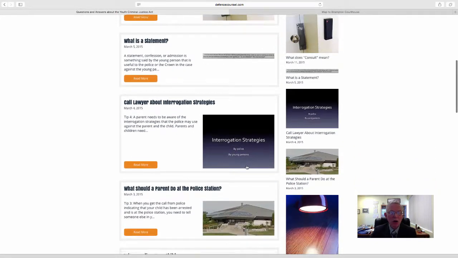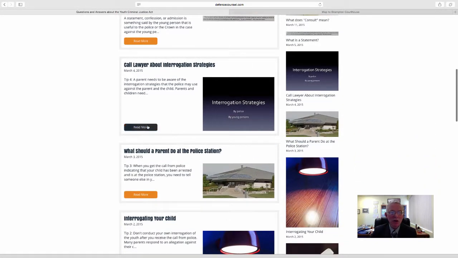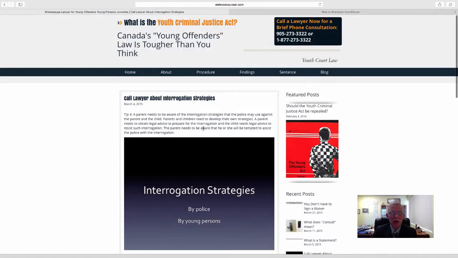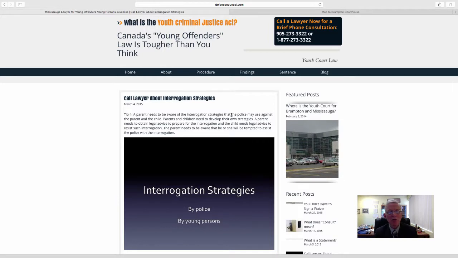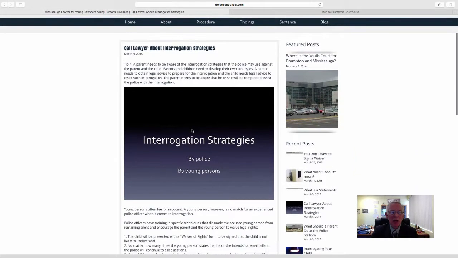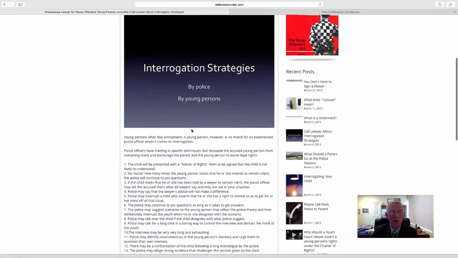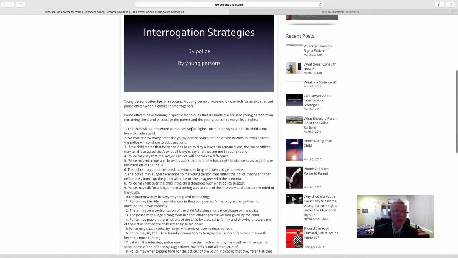Police often use very sophisticated strategies in their interrogation of young persons. And young persons need to be aware of what those interrogation strategies are, and they need to have some strategies of their own of how they are going to resist the temptation to tell all that will be afforded to them in such circumstances.